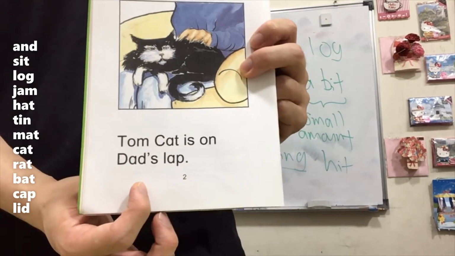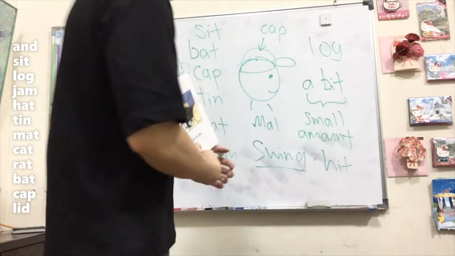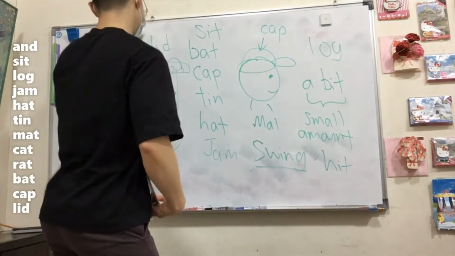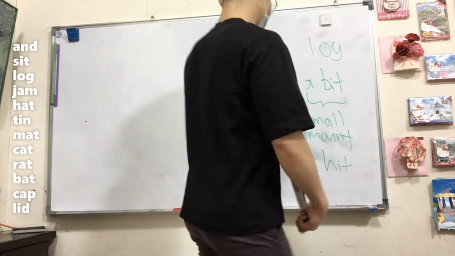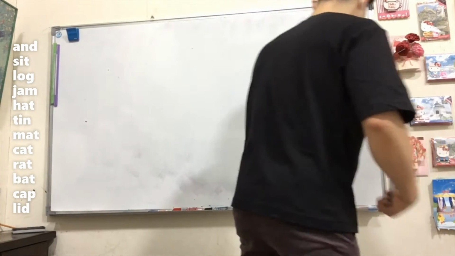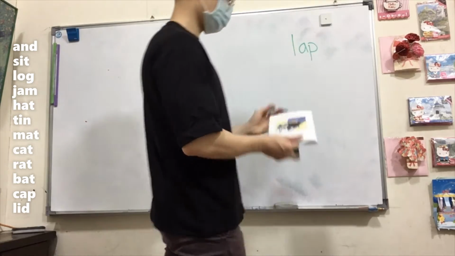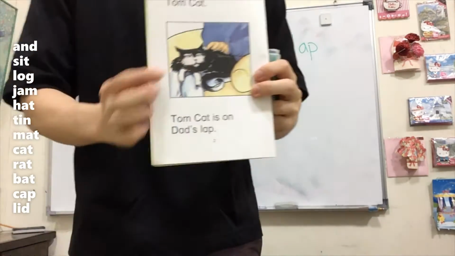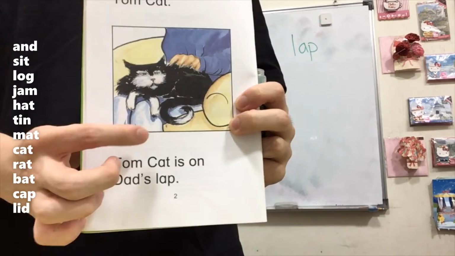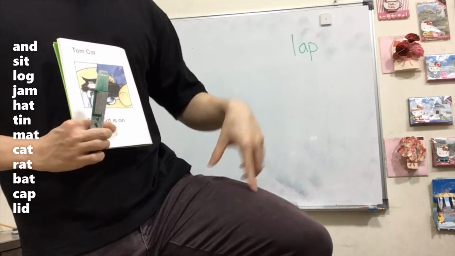So the first new word is lap. Let me write down on the board for you. The first new word is lap, L-A-P. What is a lap? The cat is sitting on Dad's lap. So this is a lap. The cat is sitting on the lap, alright?